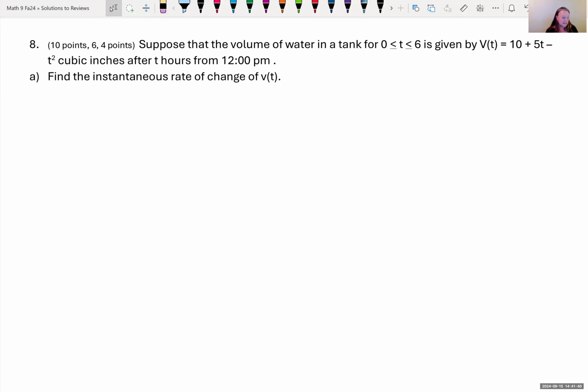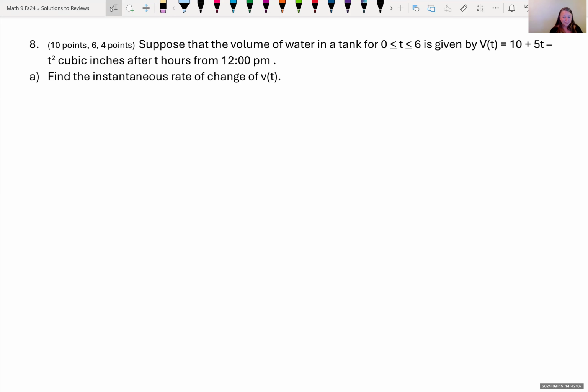The next problem says, suppose the volume of a water tank for 0 is less than or equal to t is less than or equal to 6 is given by V of t equals 10 plus 5t minus t squared cubic inches after t hours from 12 p.m. Find the instantaneous rate of change of V of t. So that is telling me I want to find the derivative function of V of t.